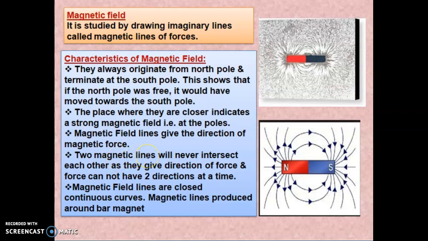The two magnetic field lines will never intersect each other, as they give the direction of force, and the force cannot have two directions at a time. So here you can see that any two magnetic field lines will never intersect. The magnetic field lines are closed continuous curves, like the magnetic lines produced around a bar magnet. So these are the characteristics of a magnetic field.